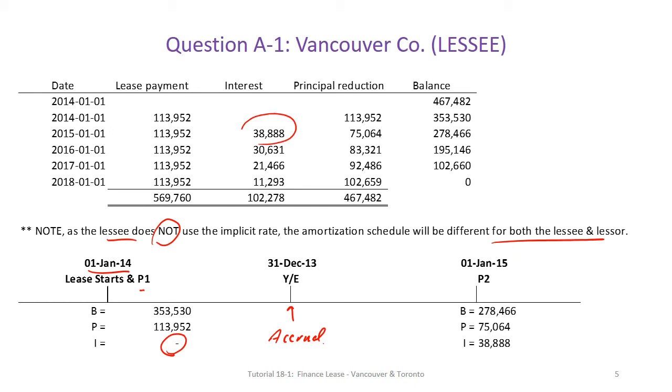This interest actually is for all of 2014. That's a typo here, it should say 2014, and that'll be the interest accrual, and that interest is actually paid on January 1st, 2015. Okay, so even though the interest is part of this payment, it actually pertains to the year ended December 31st, 2014.